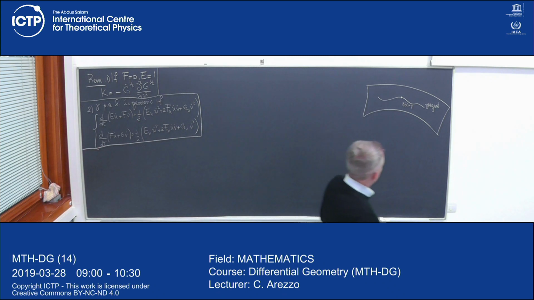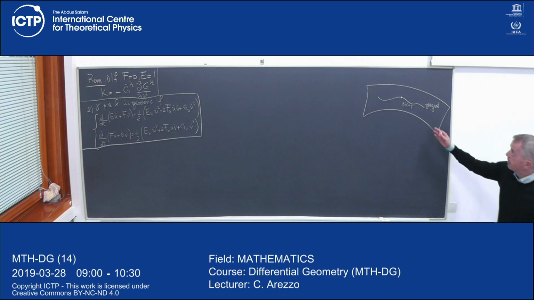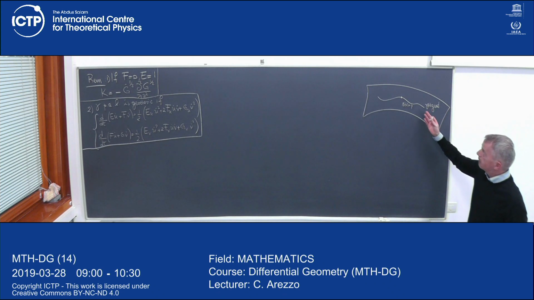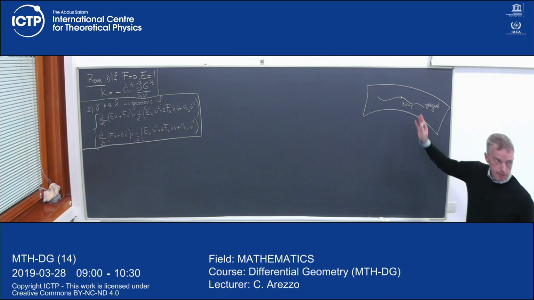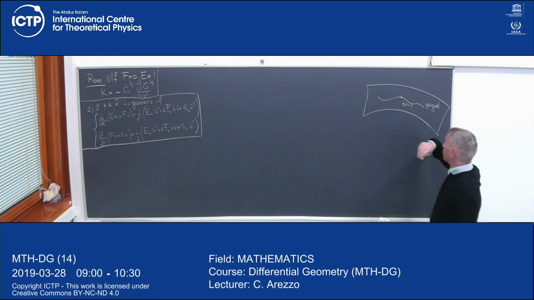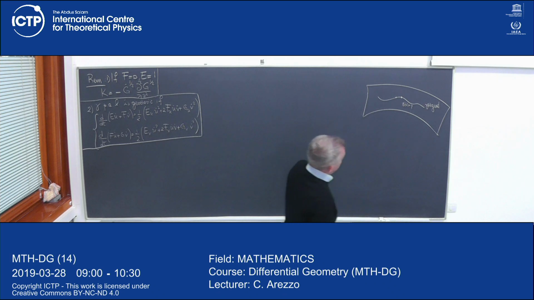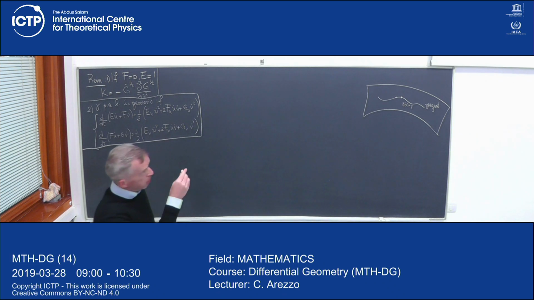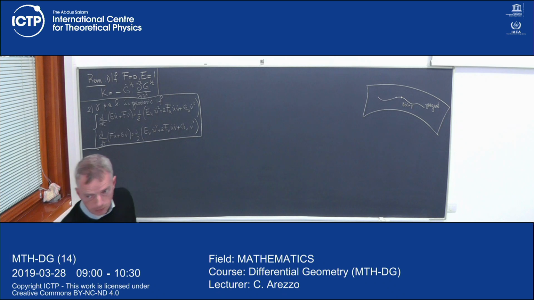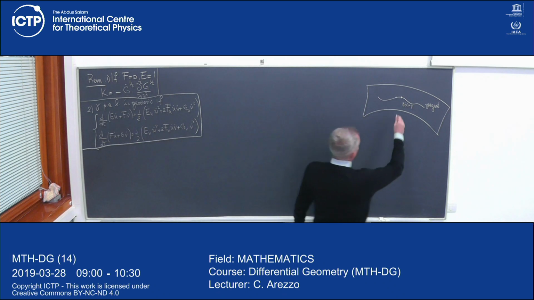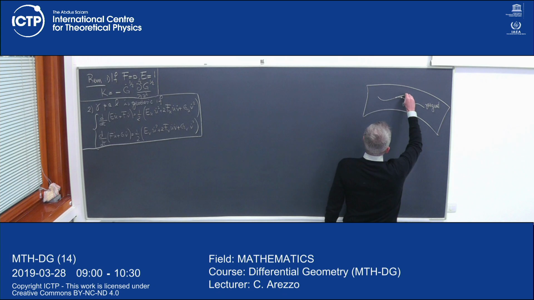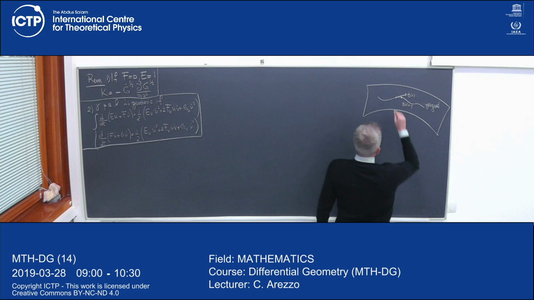Of course, I'm looking for a chart for a surface, so I have only one real parameter so far. Where do I put the second one? In some sense I want to go transversally to this one. So what do I do? For any point gamma of V, I take the orthogonal direction to gamma dot. So I have the tangent vector to the geodesic at the point V, and I take the orthogonal direction.